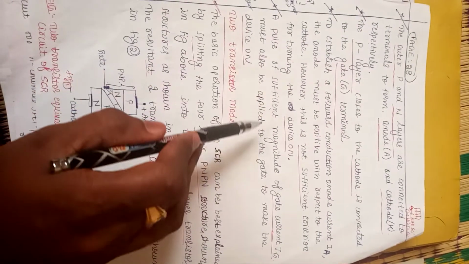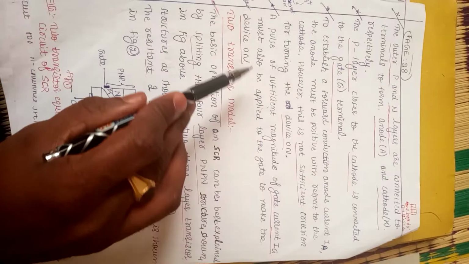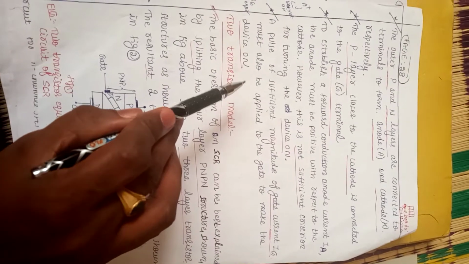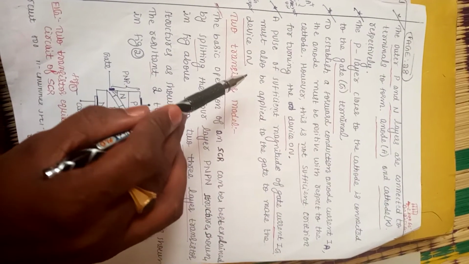That's what I have written here. A pulse of sufficient magnitude must also be applied to the gate to make the device turn on. Device, in this case, means SCR.